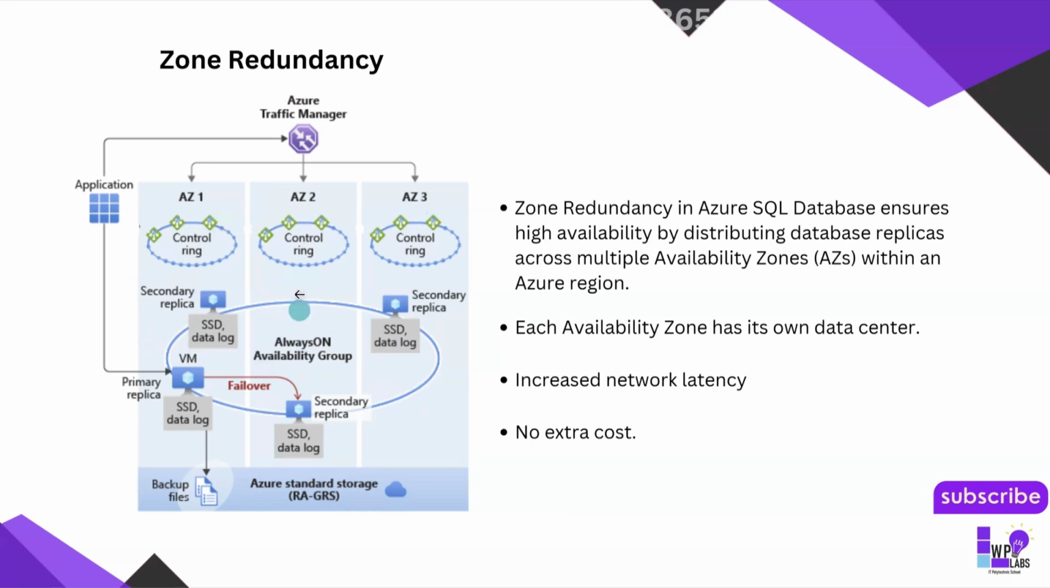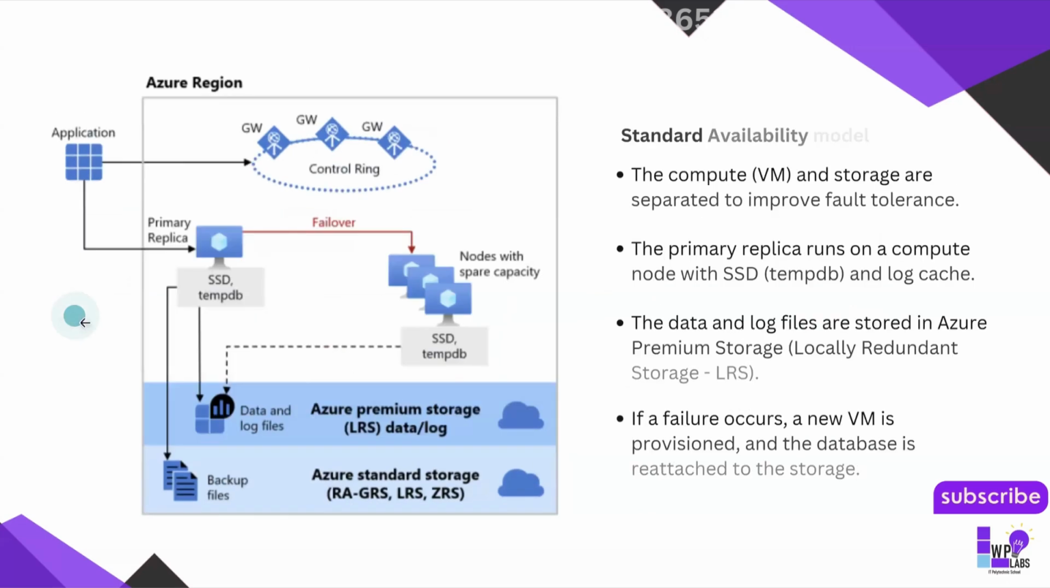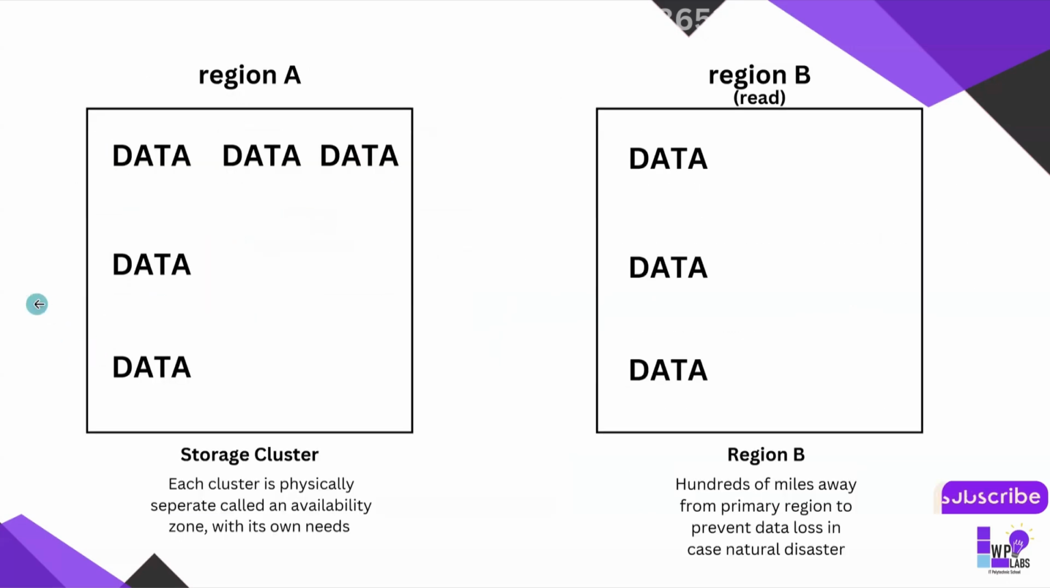Now we have seen what happens when a single node in the region zone fails, and what happens when an entire data center fails inside a zone. Now I want to talk about what happens when the entire region fails. Again, I'll go back to this diagram. What happens when this entire region fails?